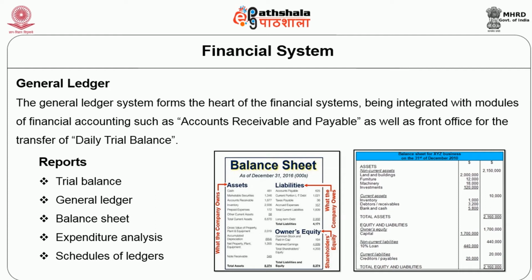Next is the general ledger, where you record all the transactions in the ledger book. Next is the balance sheet. The balance sheet tells you what balances have to be incorporated. Next is expenditure analysis. You know the expenditure, how much you have spent and on what basis, and whether you need more money for future expenditure or whether it is sufficient. So all these details are recorded in the expenditure analysis. Next is schedules of ledger: how you are going to schedule the different ledgers, everything is given in this particular ledger book.